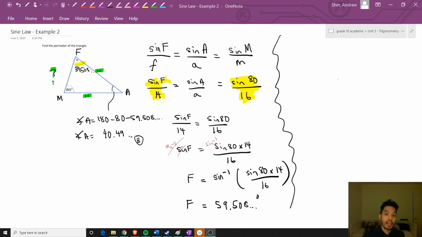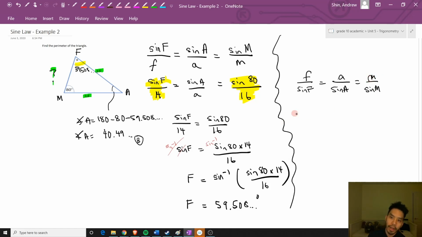Okay, so now we have to find out the last portion here. We have to find out what side A is going to be. To find out what side A is going to be, we have to use sine law again because this is not a 90-degree triangle. So I'm going to write this sine law out, but in this case I'm solving for a side, so I'm going to write out the sides on top. So f over sine f equals a over sine a and m over sine m.